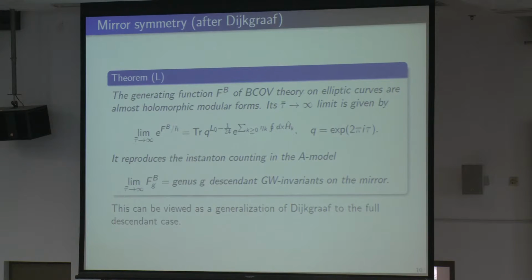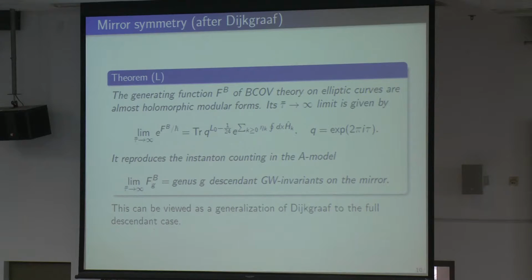For example, here's a theorem: if you do this, you compute the generating function of this one on this elliptic curve. You find that the generating function is actually some kind of almost holomorphic modular form. So it has a nice modular transformation property, but it has a very mild anti-holomorphic dependence on tau. Actually, polynomial dependence on 1/imaginary part of tau. That's what is meant by an almost holomorphic modular form.